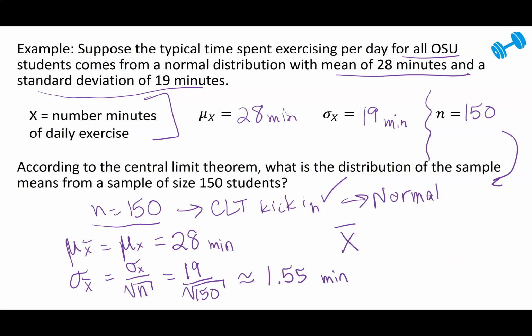So the sampling distribution of x bar is going to be normally shaped. It's going to be centered at 28 minutes, and it's going to have a standard deviation of 1.55 minutes. I'm just going to write minutes down here. That would be the distribution based on the central limit theorem kicking in. Things to note: if we had a sample size that was too small for it to kick in, we just wouldn't know what the shape was. It's not that it has a different shape that we know of. Either the central limit theorem kicks in and we can say it's normal, or it doesn't and we can't.